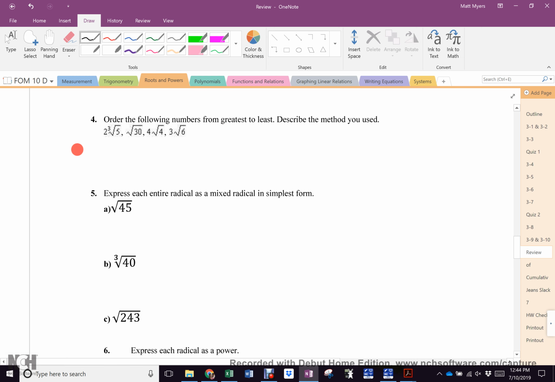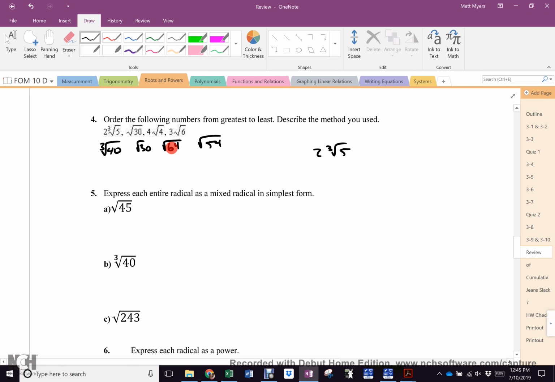Lots of methods you could have done here. I'm betting most of you just punched them into your calculator, but you didn't have to. That's one method you could have used. The way I would have done it would have been this is the cubed root of 40. This is root 30. This is root 64. And this is root 54. Now, cubed root of 40, I know, is between 3 and 4. The rest of those are bigger than that. So I know this is the smallest. So 2 cube root 5 is the least.